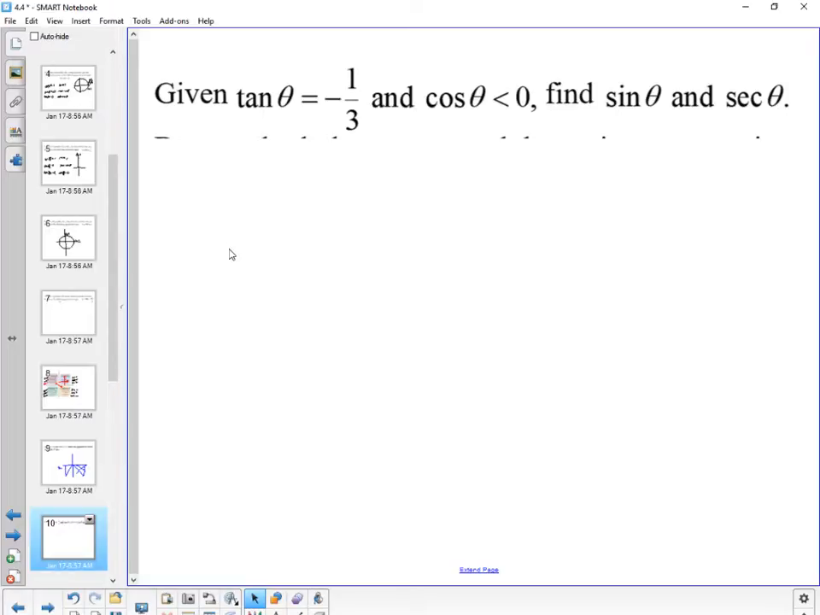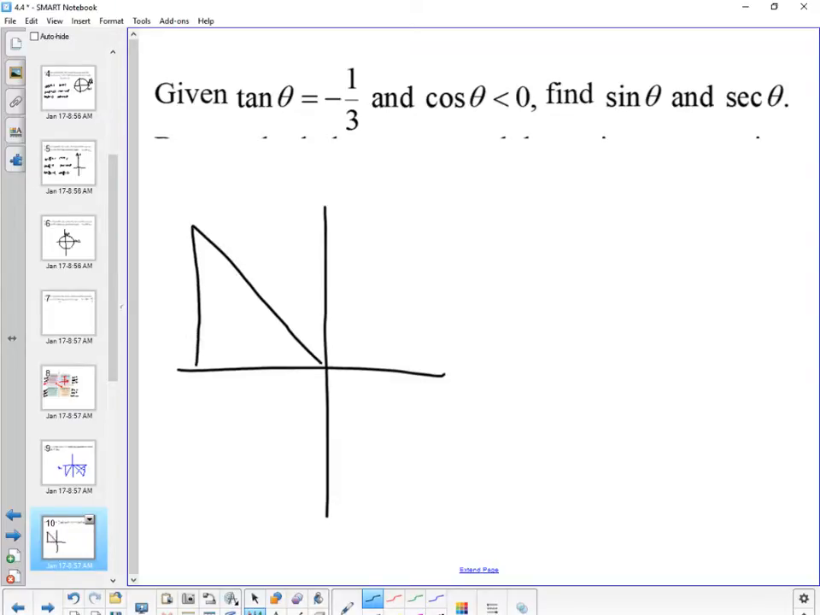So here's what we're saying. If I look at tangent, and I know that tangent theta is negative 1/3, it's going to be in quadrant 2. It could be in quadrant 2, or it could be in quadrant 4. But cosine is less than 0. So, I'm going too fast.